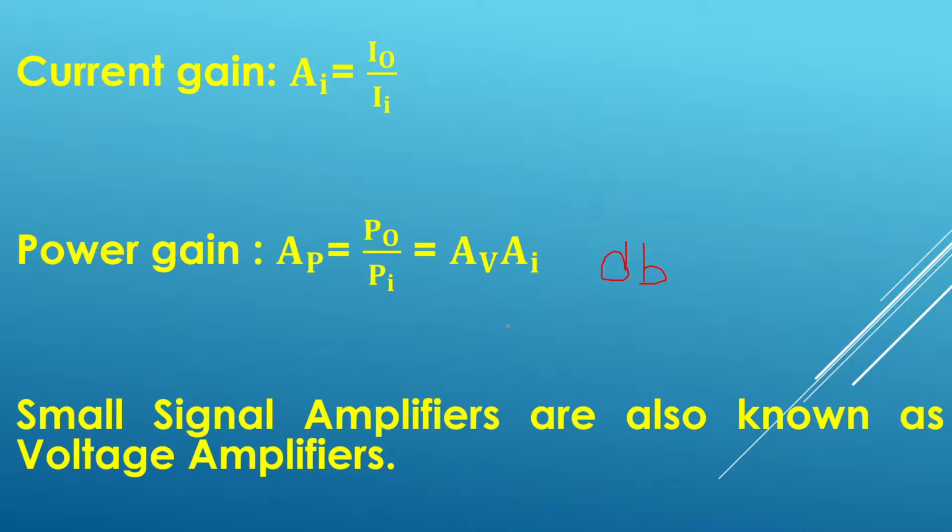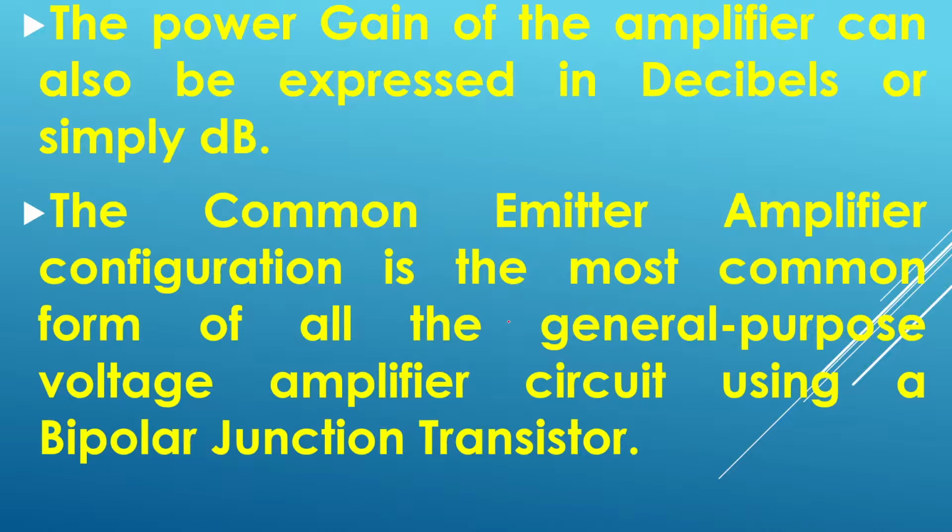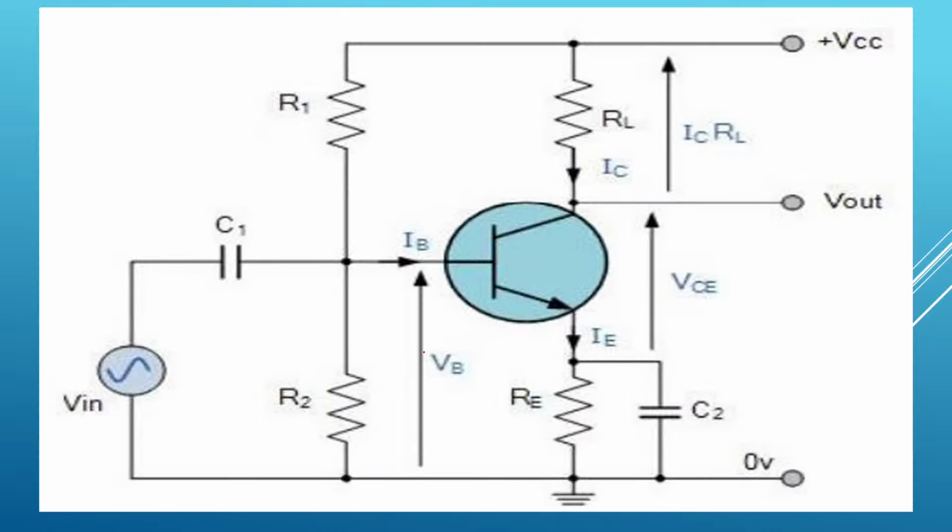As I've already told you, there are three types of configuration: common emitter, common base, and common collector. Among these three, the most commonly used is the common emitter configuration, which is mostly used for voltage amplification. I have the circuit for this common emitter amplifier configuration.